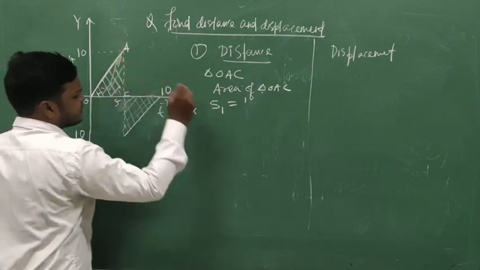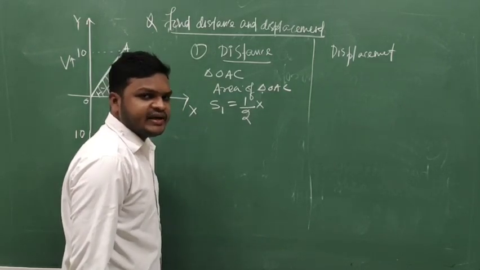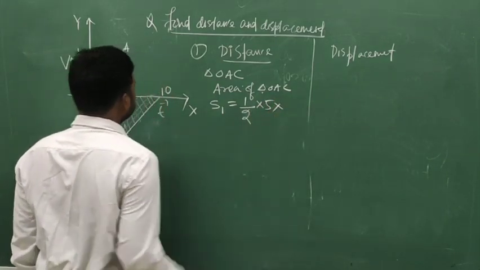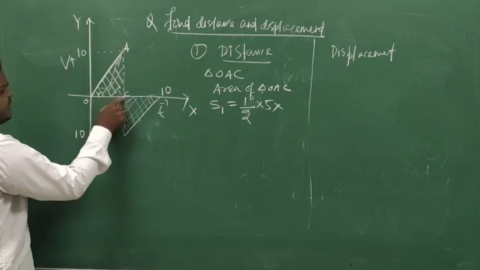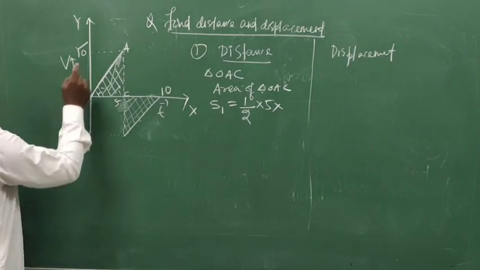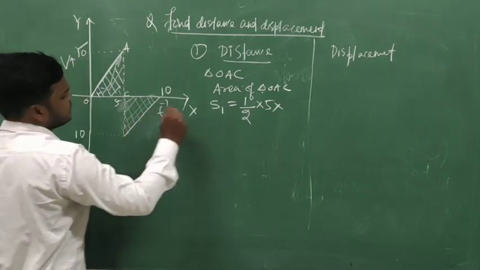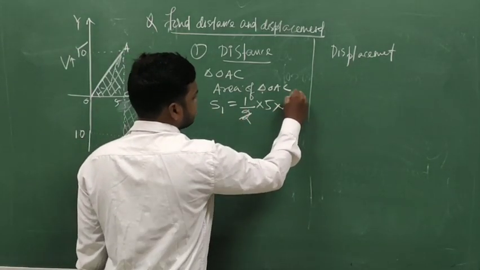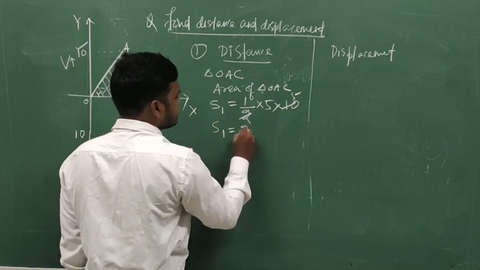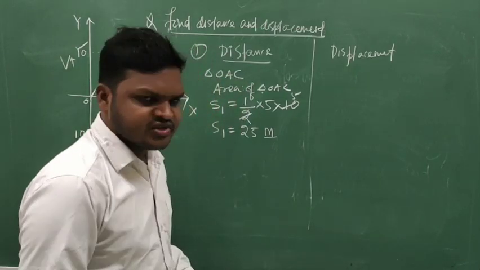this is the right triangle, so the formula for the area of the triangle is half into base into perpendicular. So base here is 0 to 5, that means base is 5, into perpendicular. AC is the perpendicular which is parallel to the 0 to 10, that means 10. From origin the velocity is 10, which is parallel to the AC. So AC is equal to 10. So area is equal to 25, which is represented as distance.